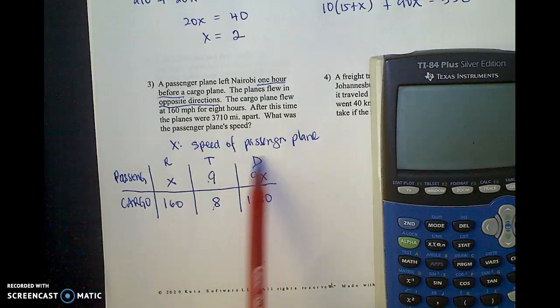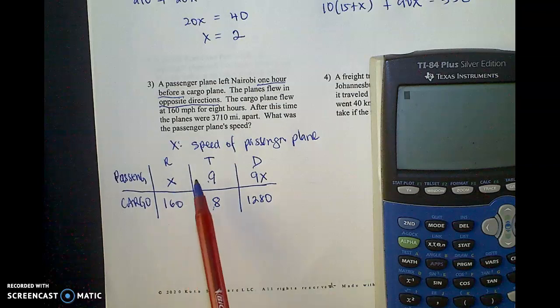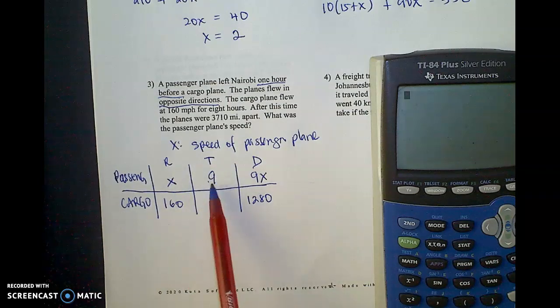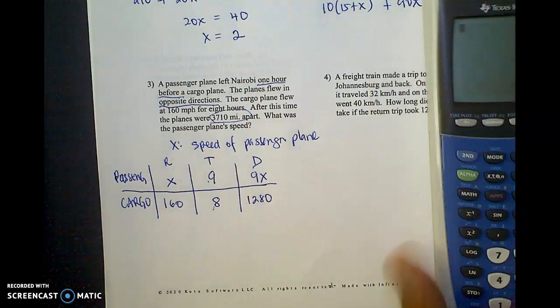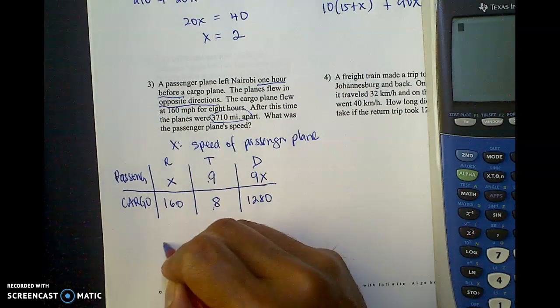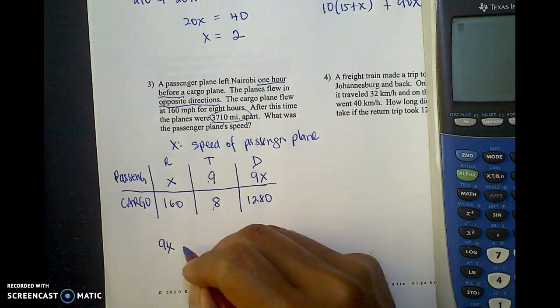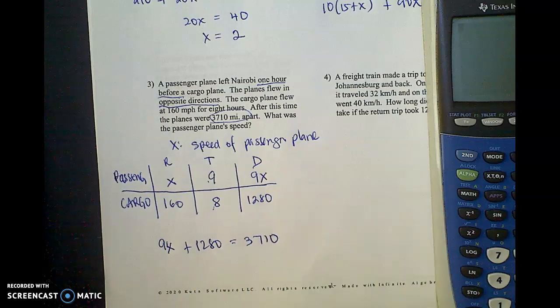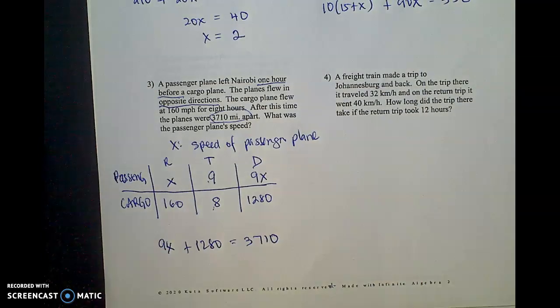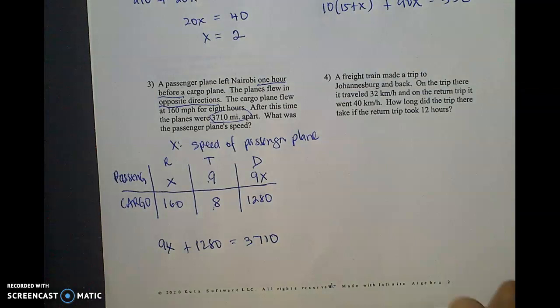Alright, we fill in this last part of the table by multiplying whatever's in the rate box times the time box. So x times 9, 9x. 160 times 8 is 1,280. Because we see opposite directions, we take our distance values, so 9x added to 1280 is going to equal 3,710. Again, you're going to solve for x, and that would be your answer for the speed of the passenger plane.